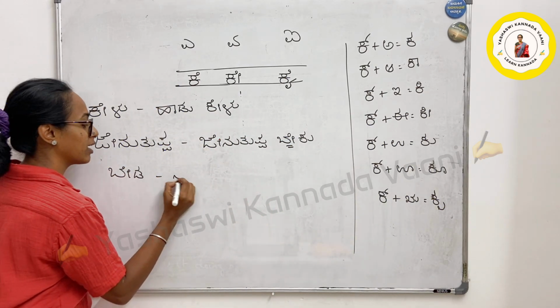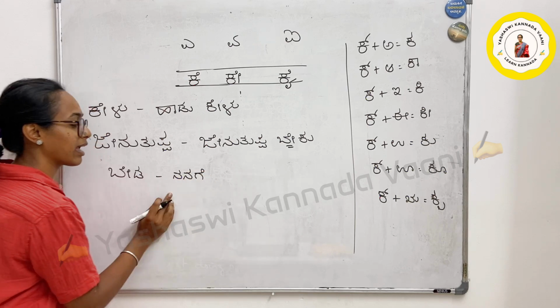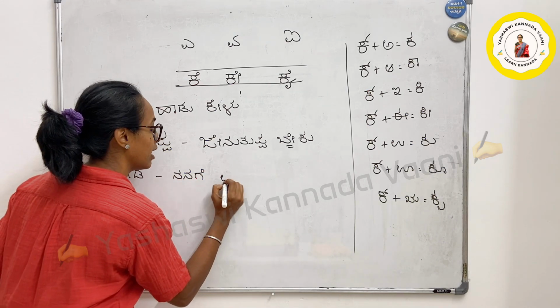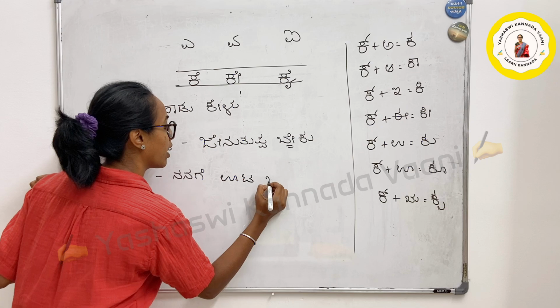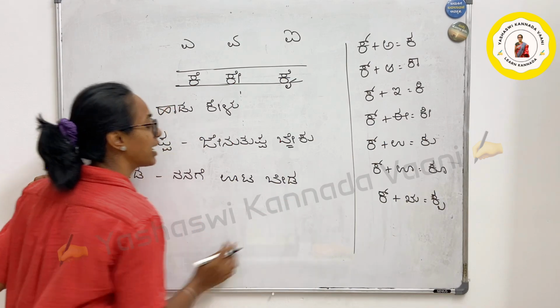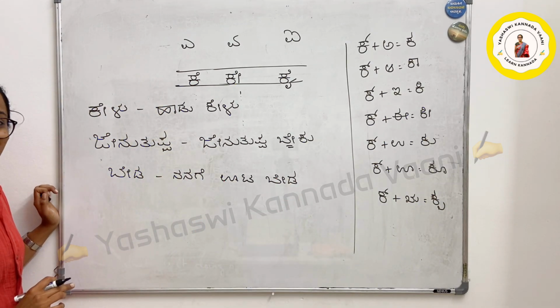Beda. Don't want. Nanage. For me. Nanage. Uta beda. I don't want food.